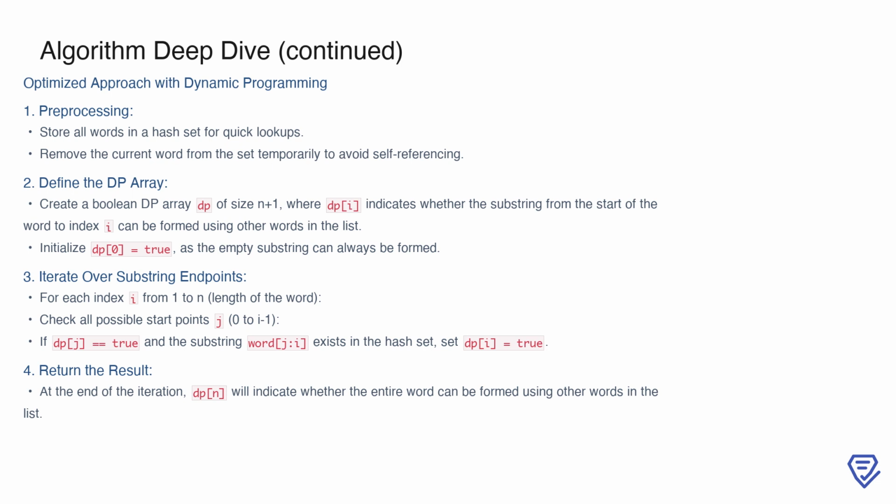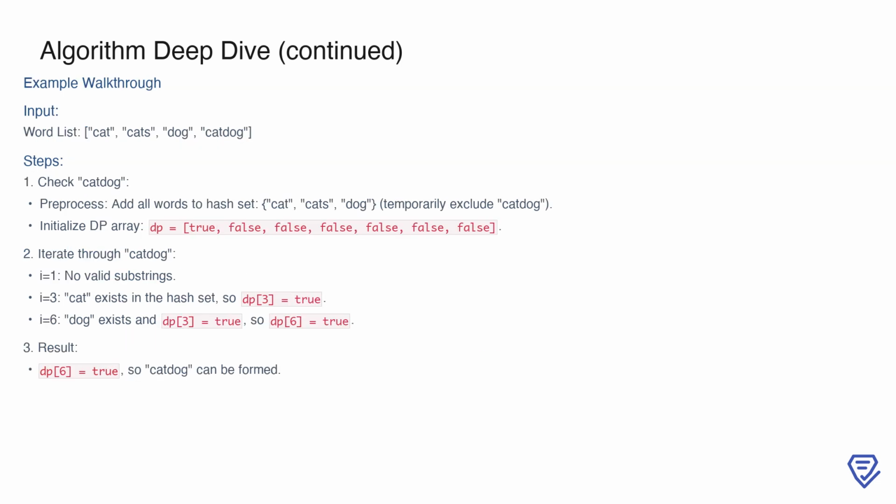Then, for each endpoint i in the word, we check all potential start points j. If dp(j) is true and the substring between j and i exists in the hash set, we set dp(i) to true. At the end of this iteration, the value of dp(n) tells us whether the entire word can be formed. To make this clearer, let's walk through an example.